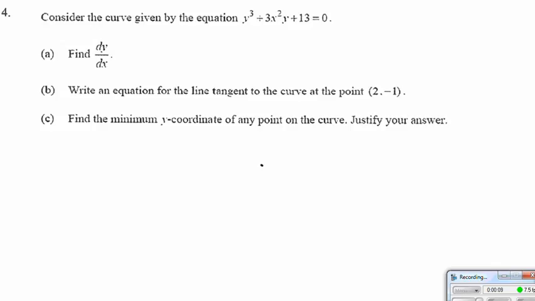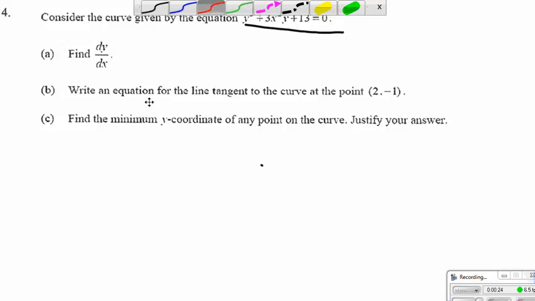So let us look at the first question, as you can see here. That is the expression which we need to take the derivative of. The concept which we'll be using is implicit differentiation. Alright, so first A.